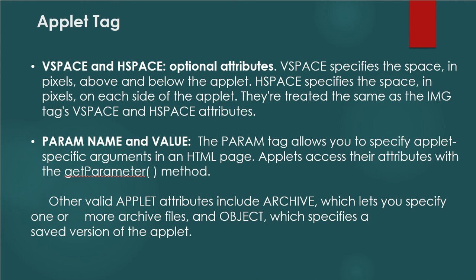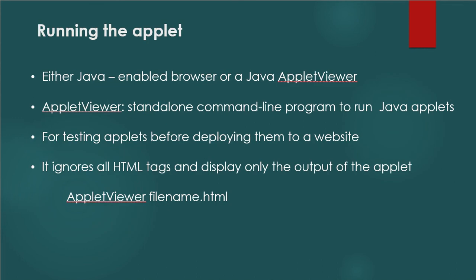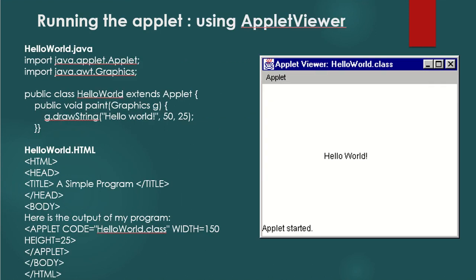Now let's see how to run the applet. If you want to run the applet, as I said, you will have to use either an applet viewer or a Java supported web browser. Okay, so if you are using the applet viewer, this will be the syntax. You will have to type appletviewer, space, the name of your HTML file .html. Okay, let's see an example.